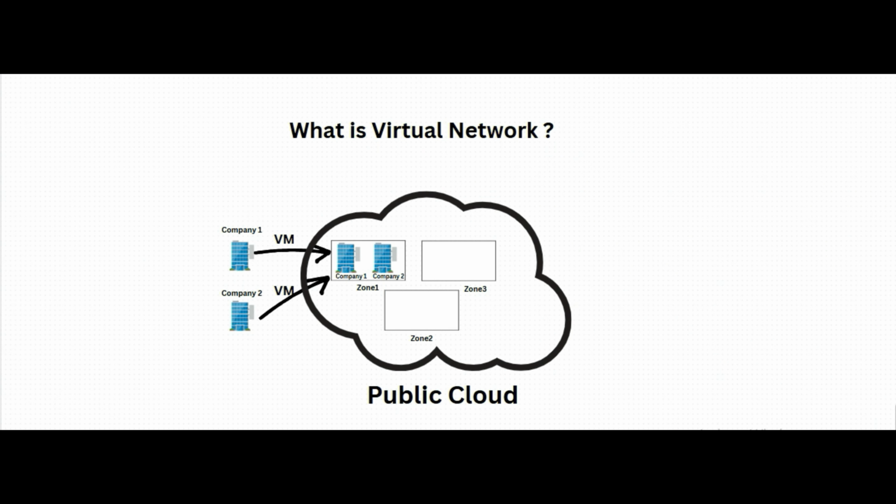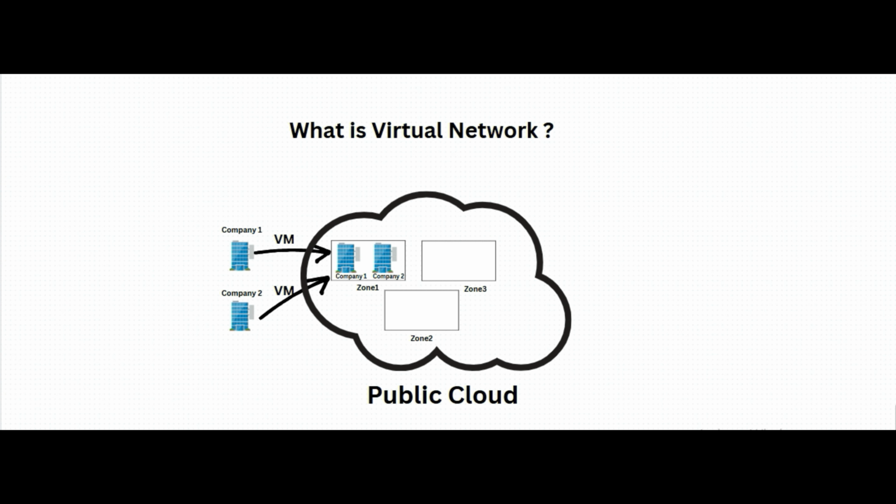So let's understand what is VNet or virtual networking in Azure. Let's break it down with a very simple example. Imagine there are two companies, company 1 and company 2. Both companies decided to host their application using virtual machines in Azure. Company 1 decided to set up its virtual machine using a virtual network, we call it a VNet. Similarly, Company 2 also decides to set up its virtual machine using a separate VNet or virtual network.